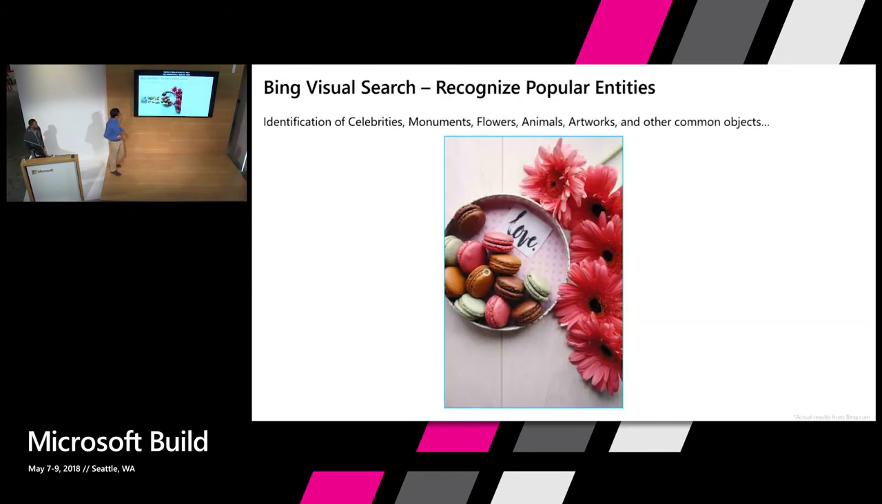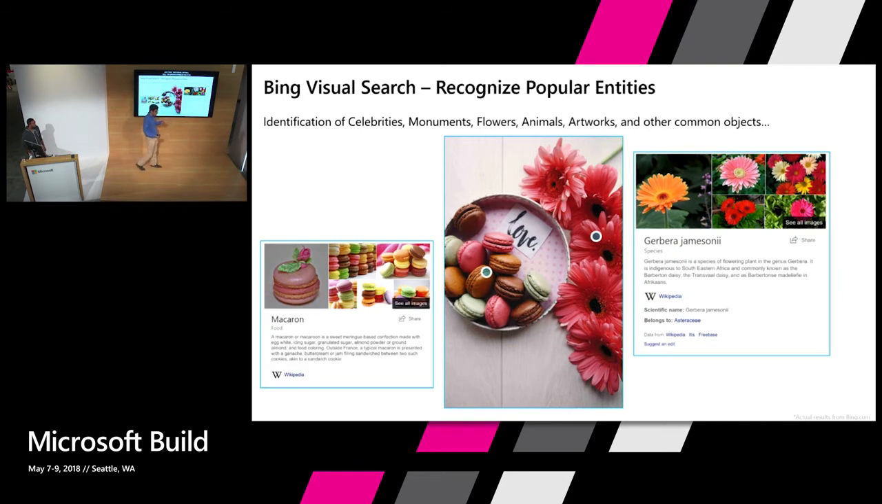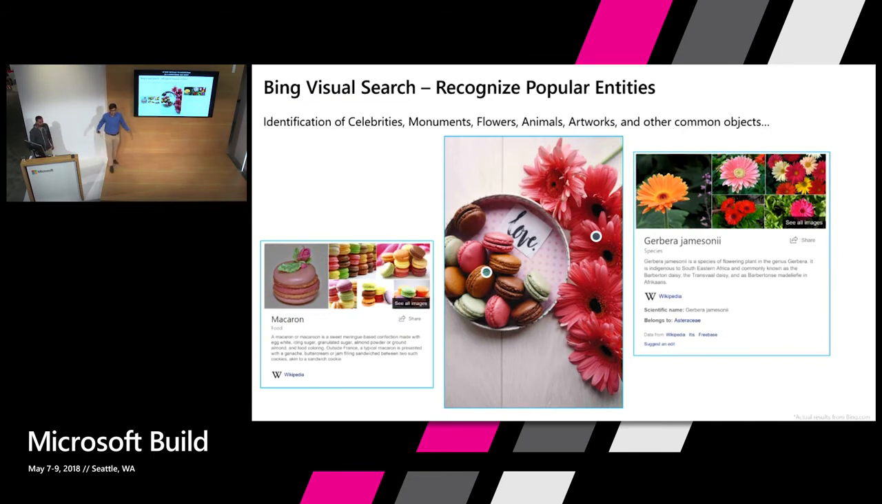The third thing is about recognizing celebrities, monuments, flowers, animals, artworks, and other common objects. So given a picture like this, the Visual Search API will tell you that these are macarons, right? You can also get rich information using the Bing Entity Search API. It will also tell you that these flowers belong to the daisy category. They are called Gerbera jamesonii, which is very difficult to understand as a human being. But apart from that, this will also give you recipes. I can go back. This will also give you recipes of macarons, right? So when you take a picture of a macaron, it will tell you how to bake macarons.